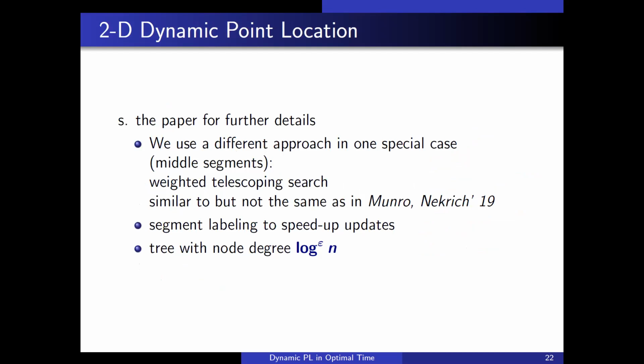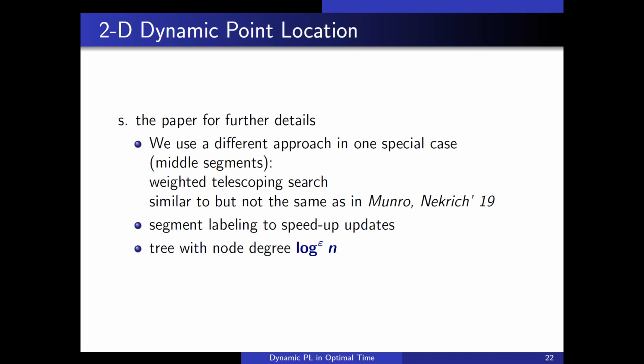So this is just a very high level idea. And of course, once again, the idea is that I don't have to store total order for all segments. There are many other details which I didn't describe here. You can find them in the paper. For example, there's one special case of middle segments where a different approach is used. We use special segment labeling to speed up updates. And also the tree is not a binary tree as I have shown before, but actually we need to use a tree with node degree log to the epsilon n, so that the height of the tree is log n over log log n.